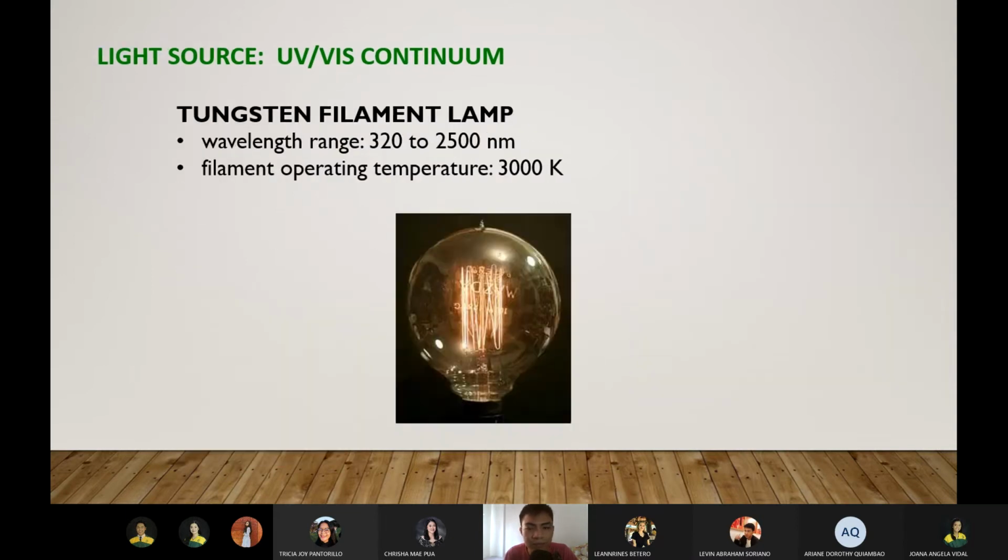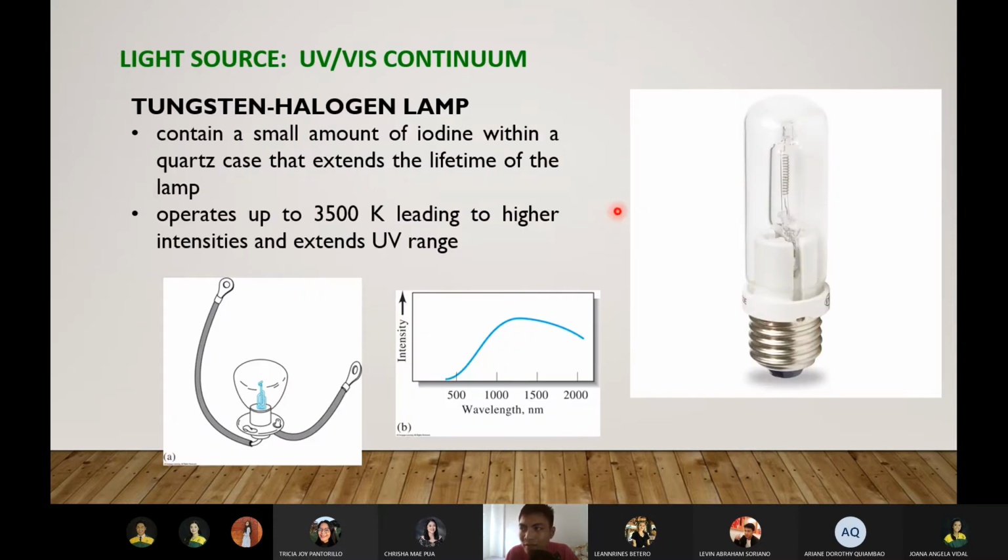But the problem with the tungsten filament lamp is that, as you notice with the bulbs before, it easily burns out. Okay. So it's also like this, it burns out quickly. So they improved that. They added iodine, the halogen, and they called it the tungsten halogen lamp, no?